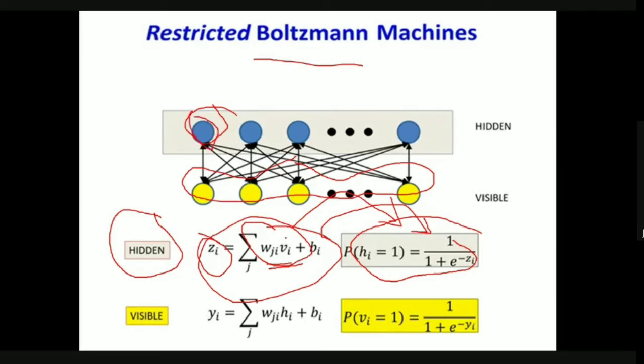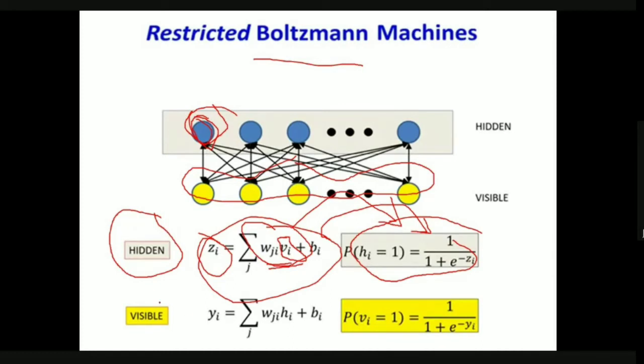But for all the hidden neurons, we are calculating the weighted combination of all the visible units, Vi. Okay, V suffix i. So to get a particular value of a hidden unit, we are calculating it from the weighted combination of all the visible units. Okay, so this is actually the main difference between a regular Boltzmann machine and a restricted Boltzmann machine.